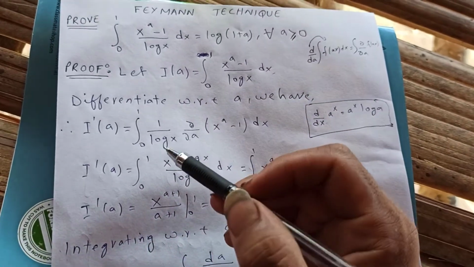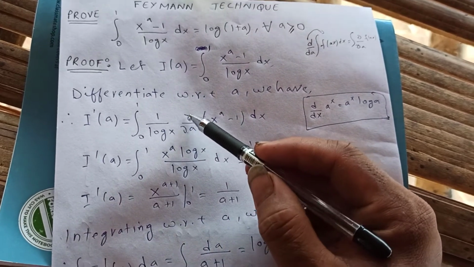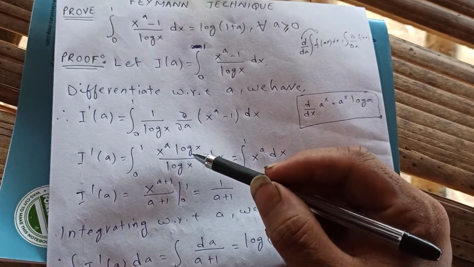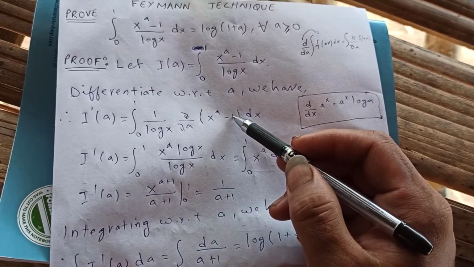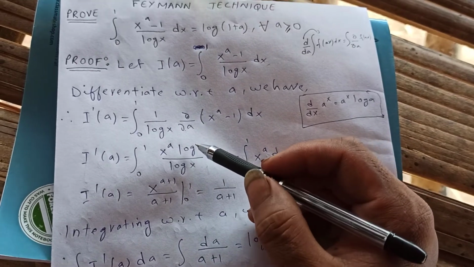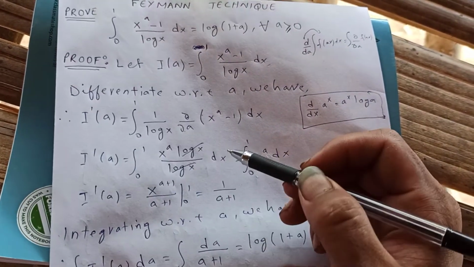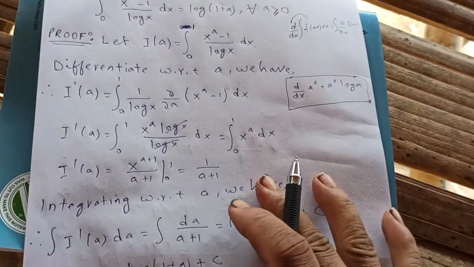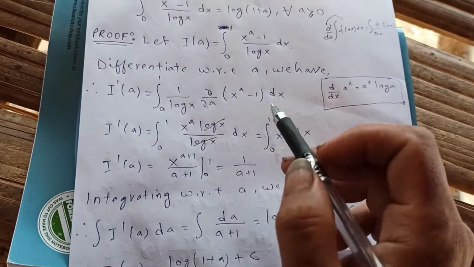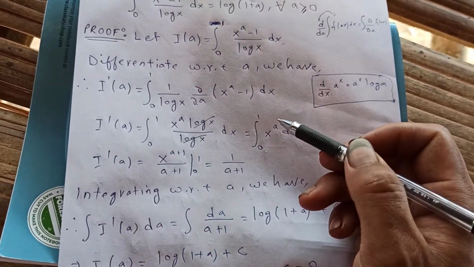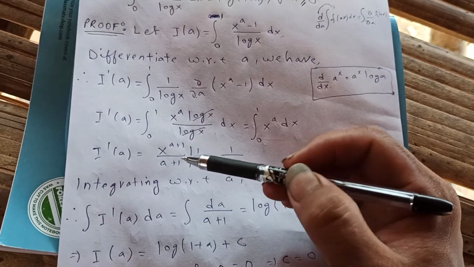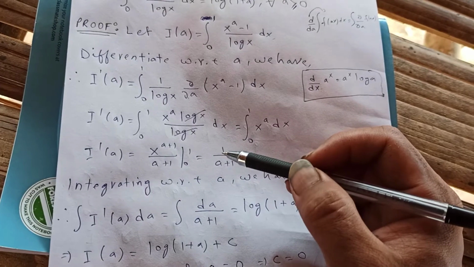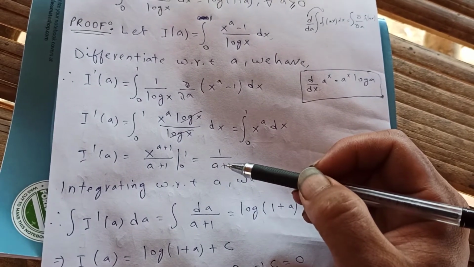So I prime of a is the integral from 0 to 1. The derivative of x^a is x^a log x, upon log x, and the differentiation of 1 is just 0, and dx. The log and log cancel out, so you get the integral from 0 to 1 of x^a dx only. It's very nice because the logs cancel out, and this is easy to integrate. So I prime of a, the integration of x^a is x^(a+1) upon a plus 1, from 0 to 1, which is 1 over a plus 1. This is what we get.